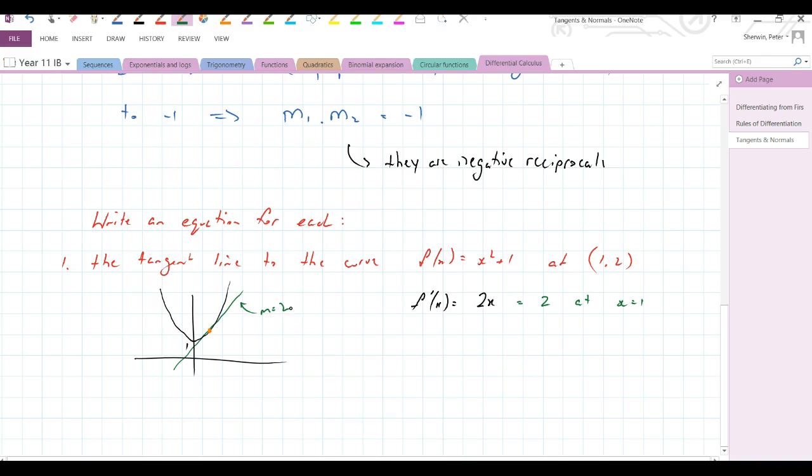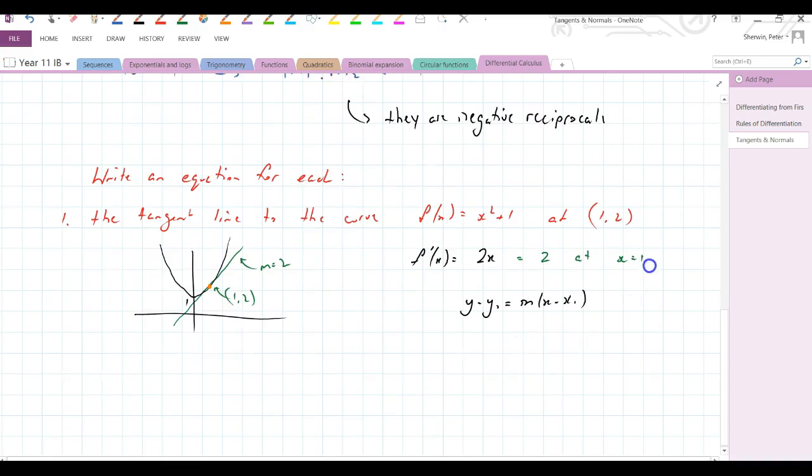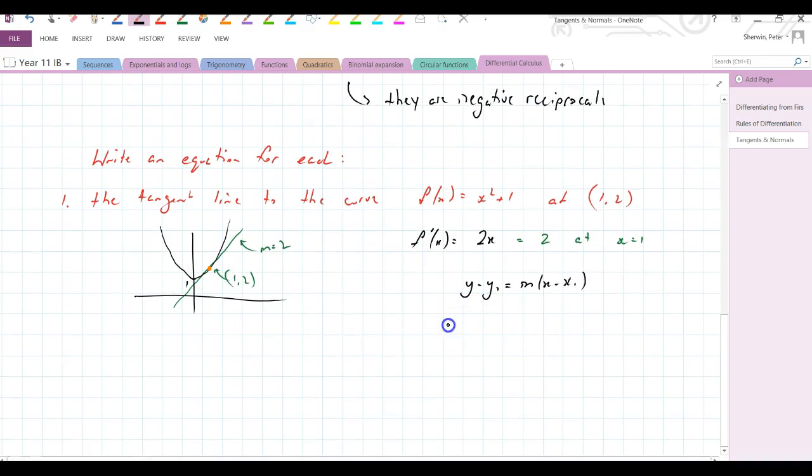And it goes through 1, 2. So now we just need to use y minus y1 equals m times x minus x1, and we've got the equation of this tangent. So therefore, y minus 2, we have the y coordinate there, equals m. So m is 2, the gradient, times x minus 1. That's the equation of this line here.